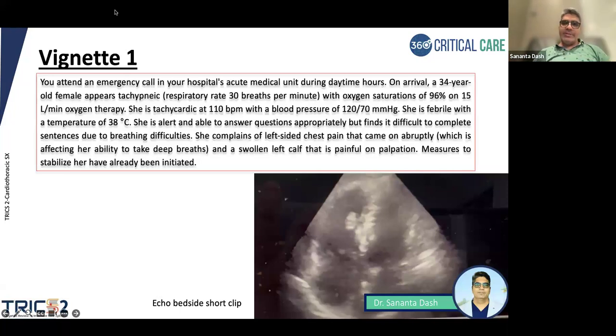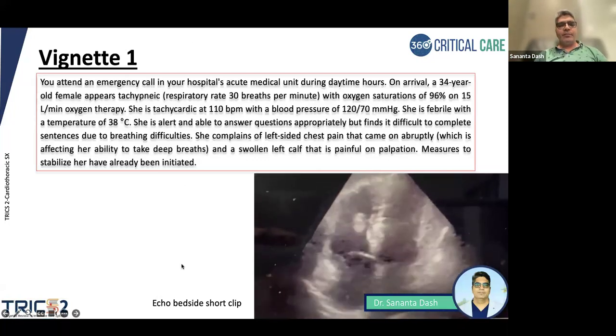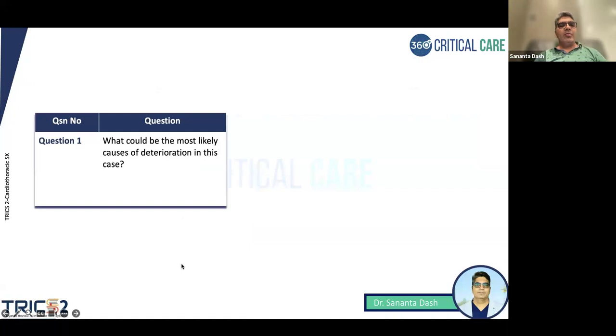Right. So these are very broad questions to start with. The next one will be, sorry, what could be the most likely causes of deterioration in this case? So they usually don't ask you straight away the diagnosis. What is your diagnosis? That will not be the question. They will ask you something broad. What is your differential diagnosis? Because that sets the tone for the exam, and they can talk around it. So usually you get a differential diagnosis question to start with.